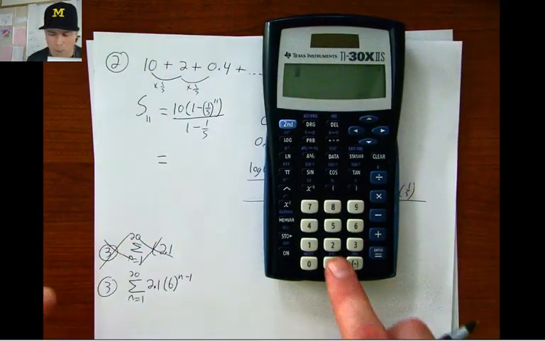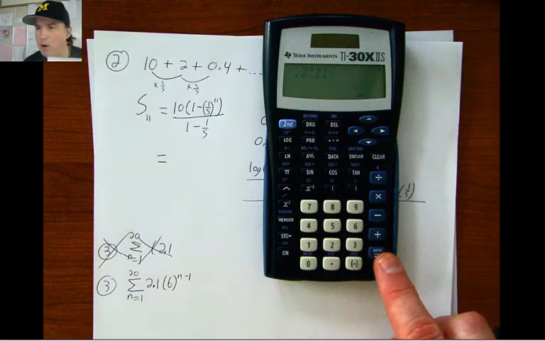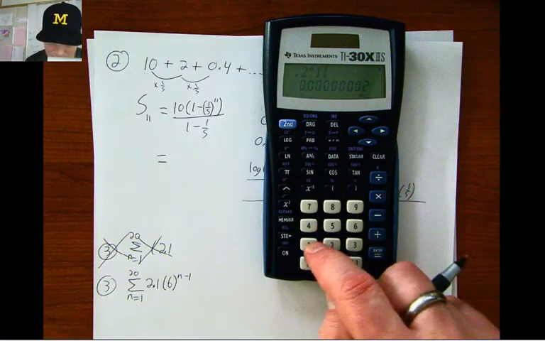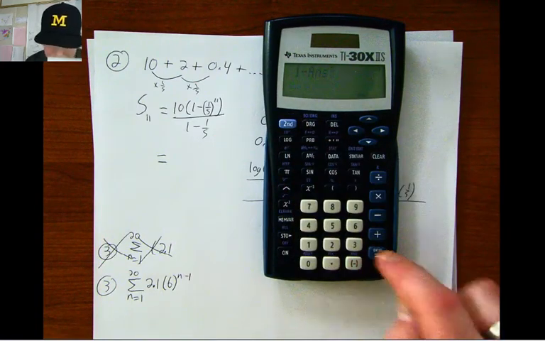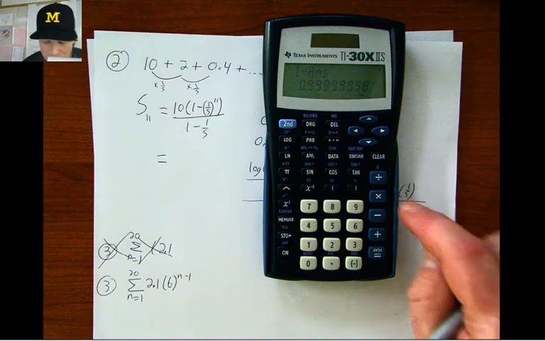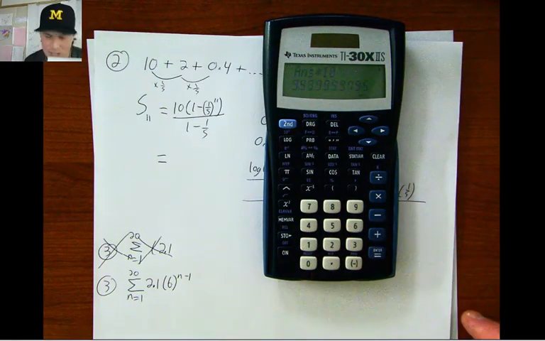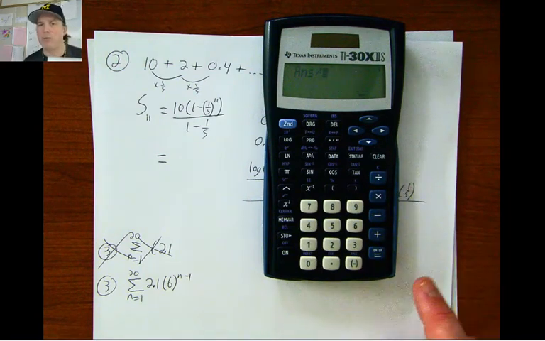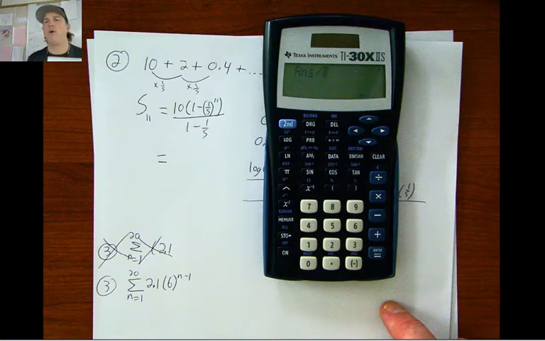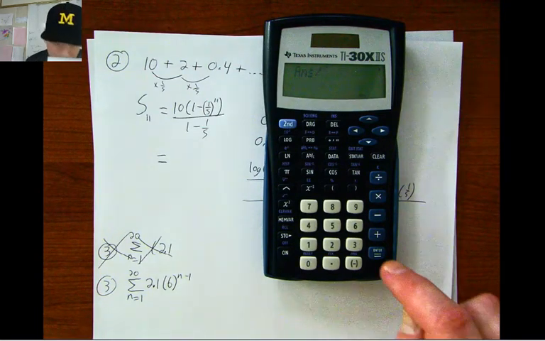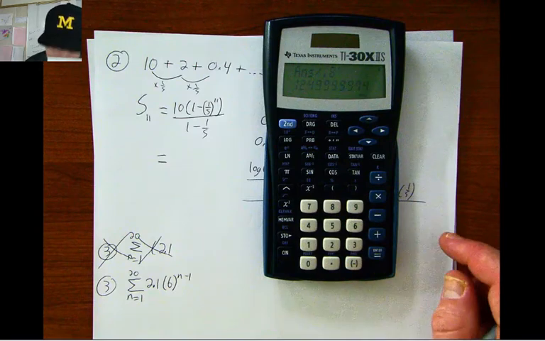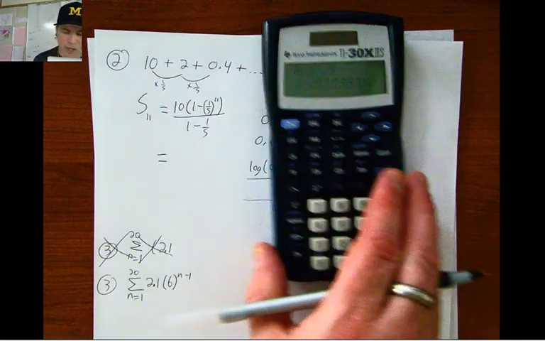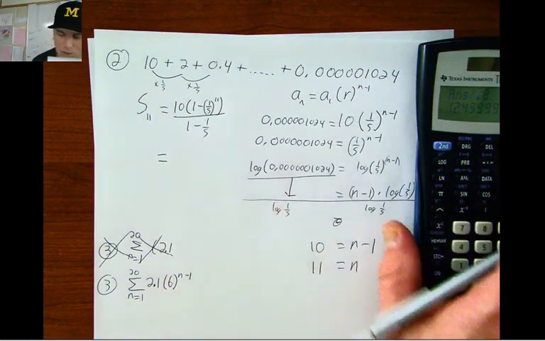Okay. 0.2 to the 11th power is that. Then 1 minus that. Then you're going to multiply by 10 and you get that. And then you're going to divide that by 1 minus 1/5. 1 minus 1/5 is 4/5. 4/5 is 0.8. So the answer divided by 0.8, and I got 12.4999974.